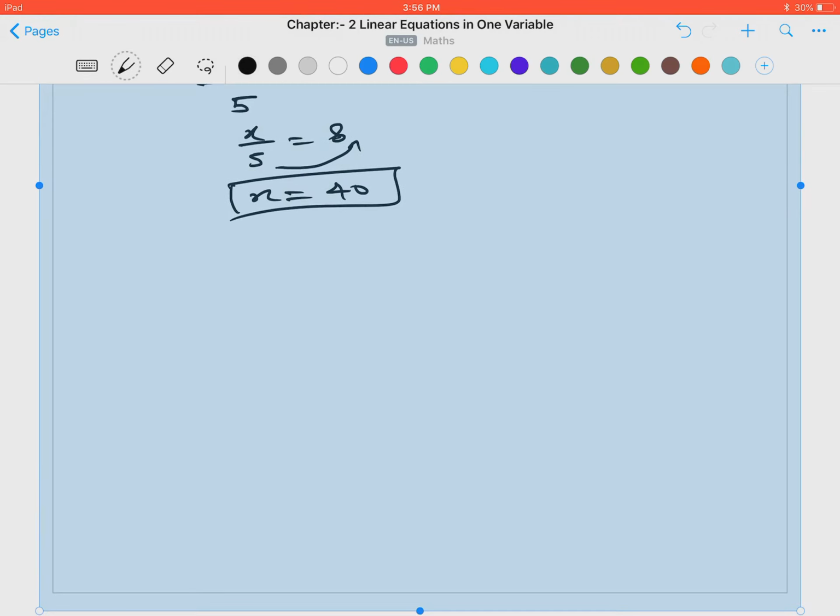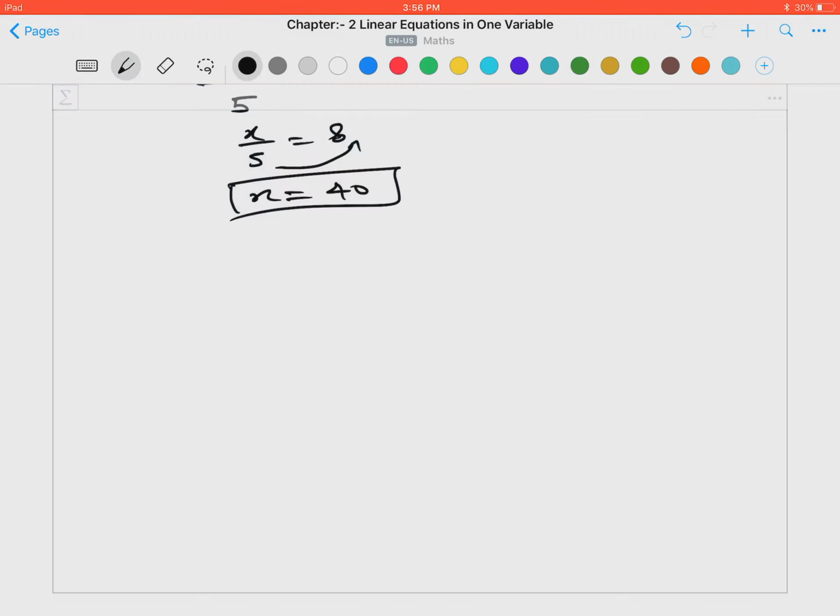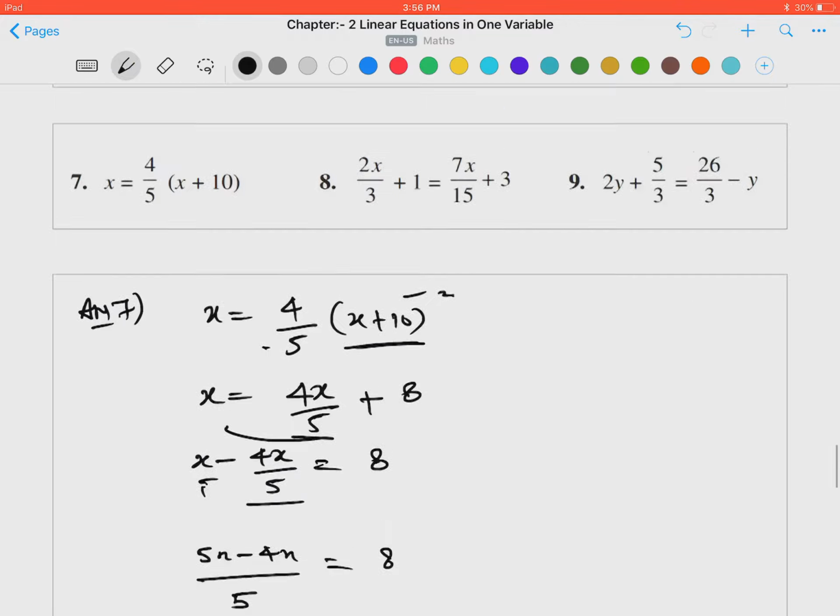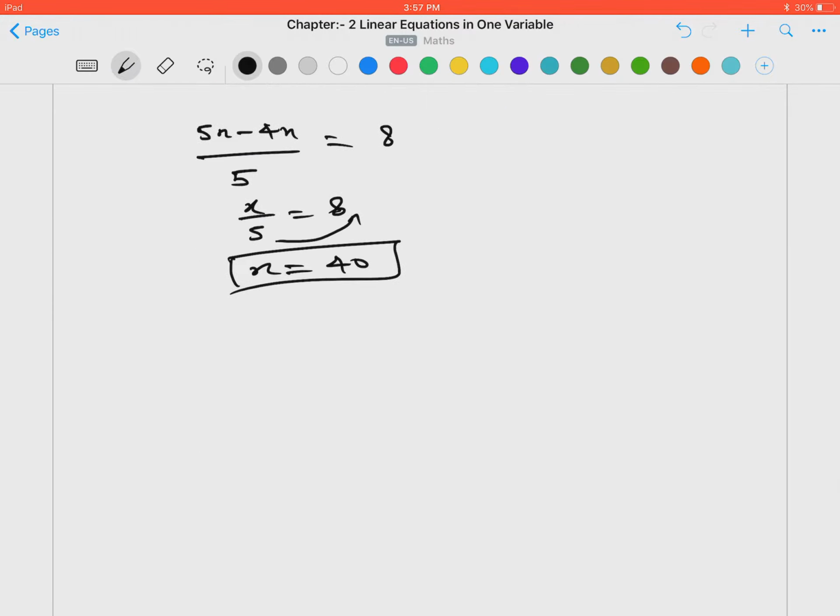Moving ahead to the next question, we have question number 8. So you will write the answer number 8. The equation is 2x by 3 plus 1 equals 7x by 15 plus 3.